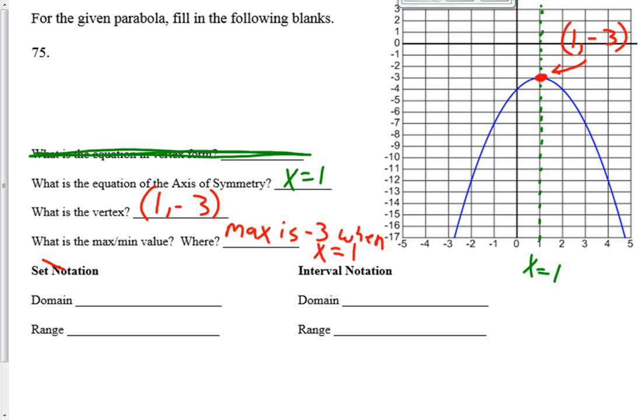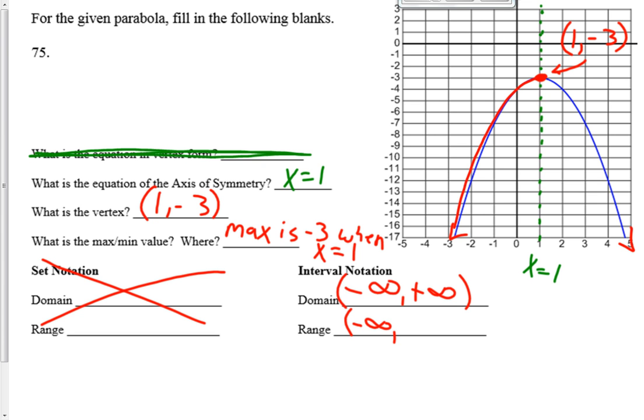And then for the domain and range, I have you do that in interval notation. So this parabola goes left forever and right forever. So the domain is negative infinity to positive infinity. And then the range, it starts at negative infinity, and then it goes as high as negative 3 before it starts going down again. So it reaches a height of a negative 3. So that is question number 75.